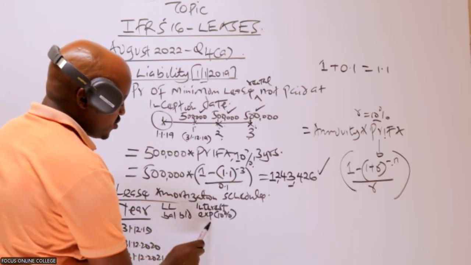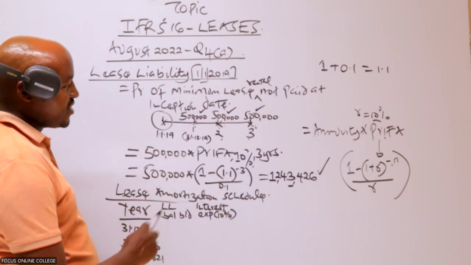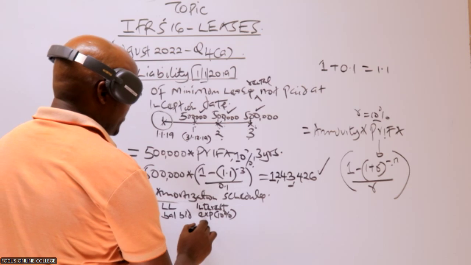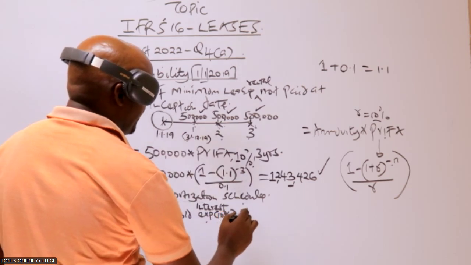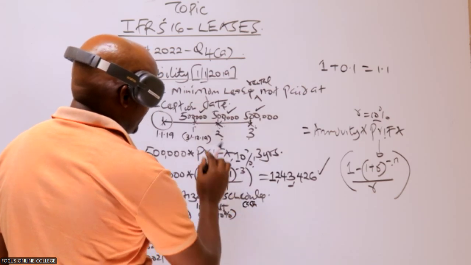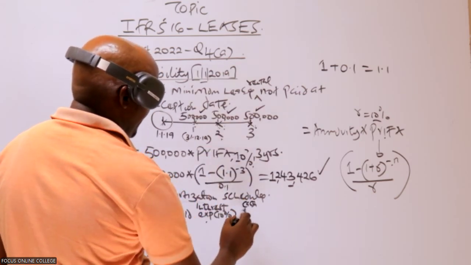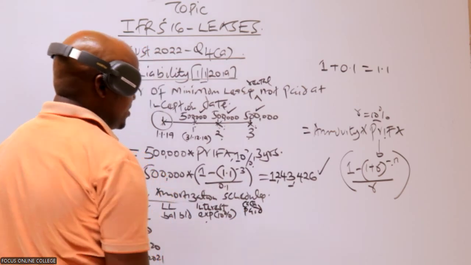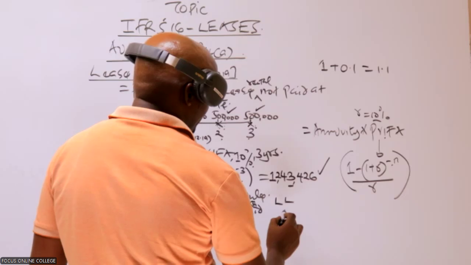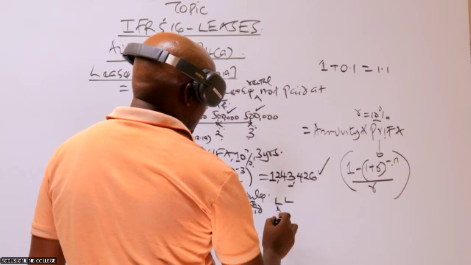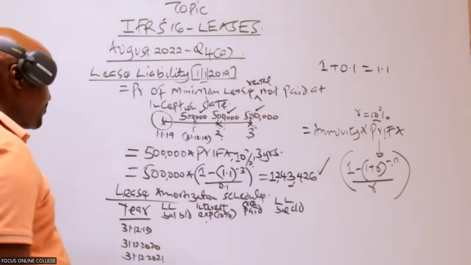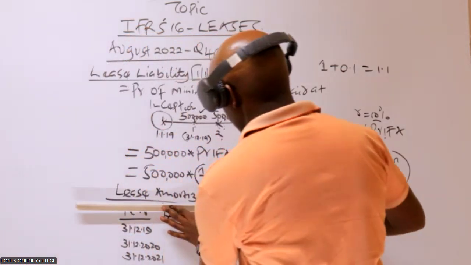The next column here should be for the interest, followed by another column for what? Let's just refer to this particular amount as cash paid. And the last column here would be for the lease liability at the end of the year, the lease liability balance carried down.